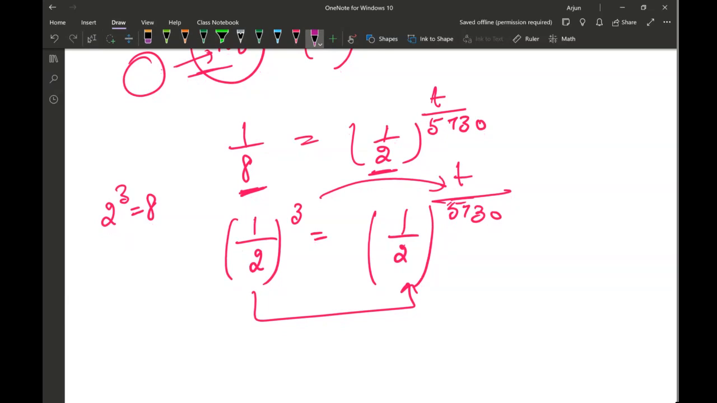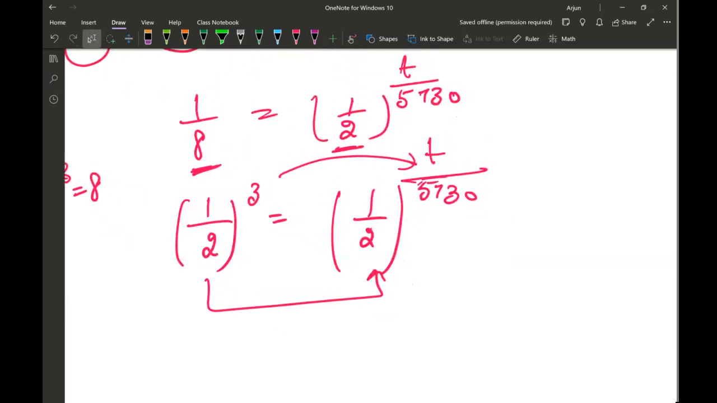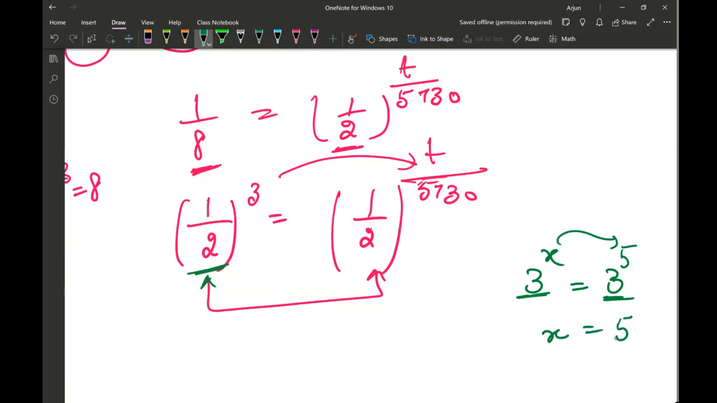So this kind of math, if you haven't done the math 182 or 181, may be a little tricky for you. That's why I'm solving this question. So if the base of the two terms are same, for example, if 3 raised to the power x equals 3 raised to the power 5, means these terms are same, and I can compare the exponents. So x will be equal to 5.